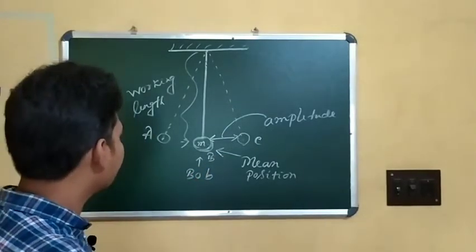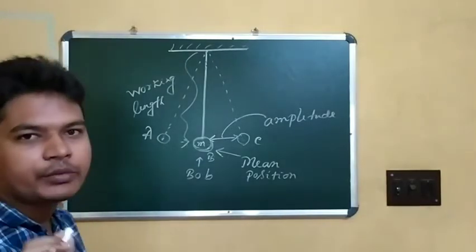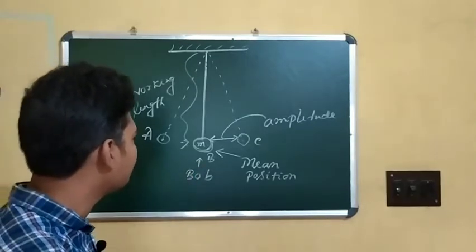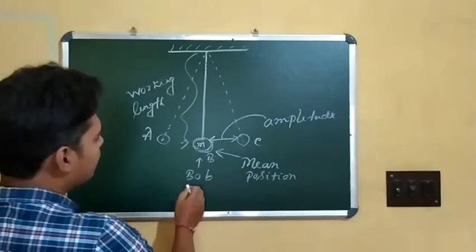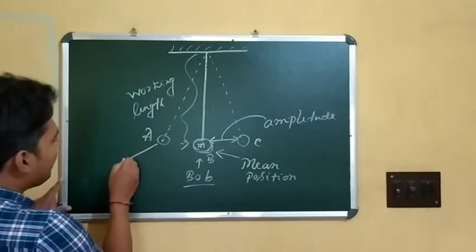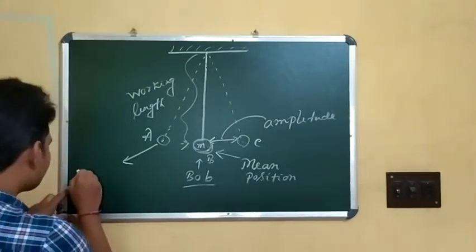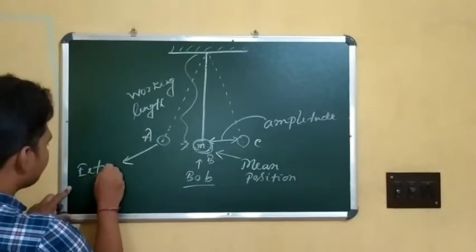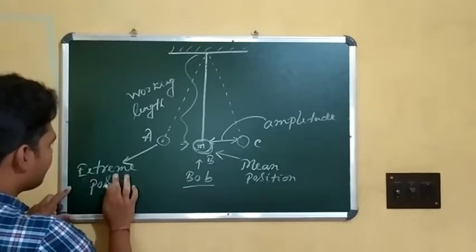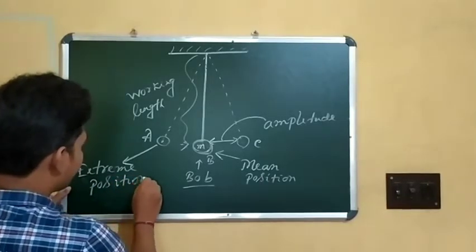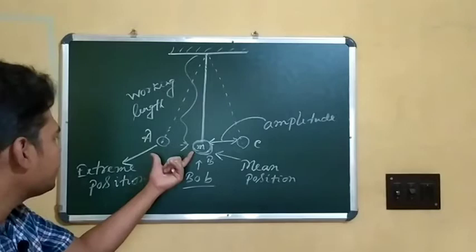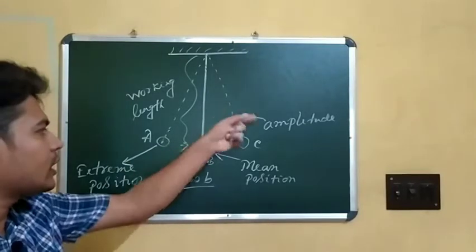Now we have to measure the time period and frequency for this pendulum. So you must note down all the things: the bob, the working length, the amplitude, the mean position. Now A and C, both these positions are called extreme positions. The distance between the extreme position and the mean position is called the amplitude.